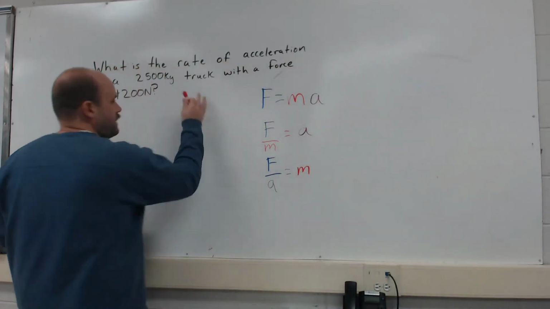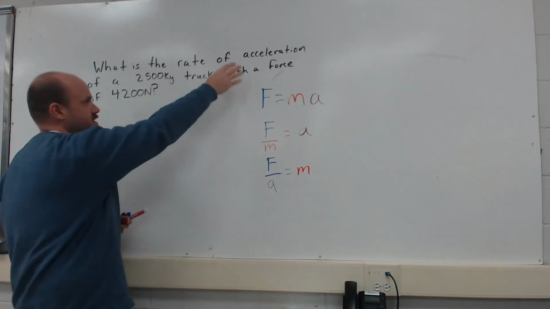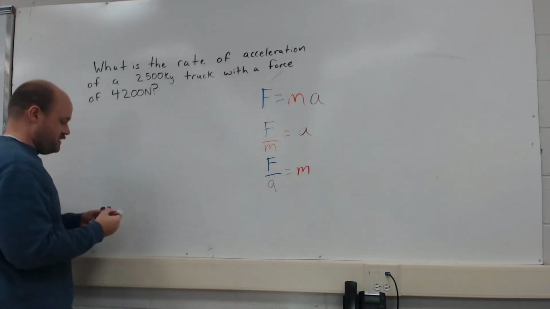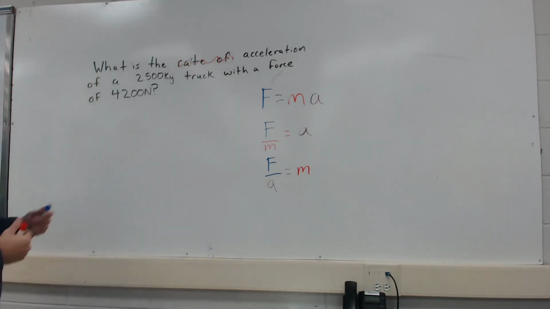Now I want to use these same colors to identify it. What we're looking for is, it's asking us what is the rate of acceleration. And acceleration is always a rate, so this is kind of a junk word. So you can kind of just say, what is the acceleration? And that's going to mean the exact same thing in that sentence. What is the acceleration of a 2,500 kilogram truck with a force of 4,200 newtons?